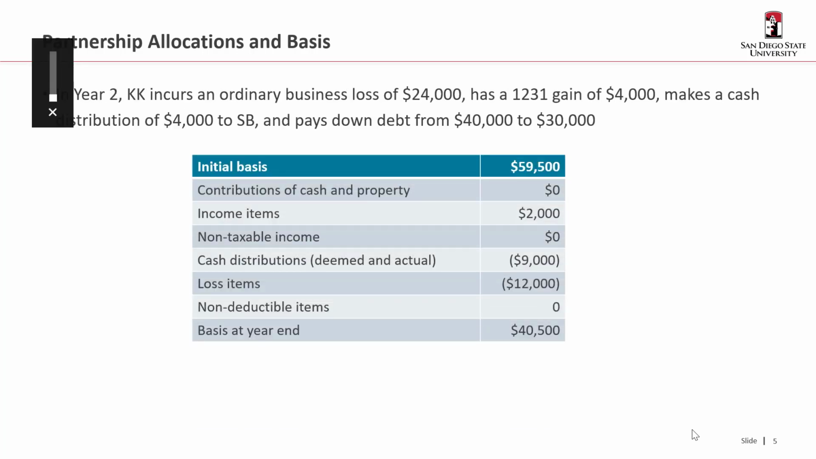So the contributions of cash and property are 0 this time. The income items are SpongeBob's share of the 12/31 gain of $2,000. There's no tax-exempt income. And then we have cash distribution. So that's the $4,000 distribution to SpongeBob. And then his share of deemed distribution from the paydown of the debt. So since the debt was paid down $10,000, his half of that is $5,000. $5,000 plus the $4,000 actual distribution is a $9,000 distribution. The loss items are $12,000, his share of the ordinary business loss, leaving him basis at year end of $40,500.